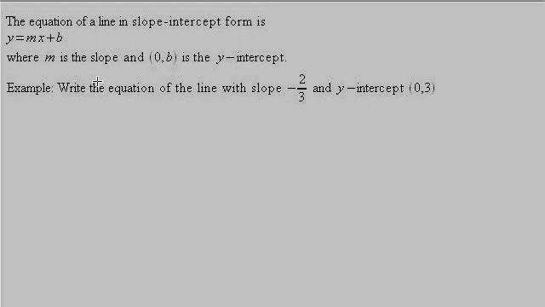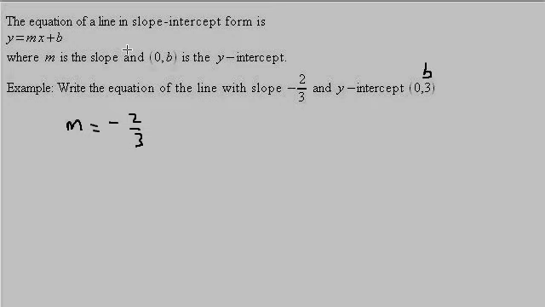So here's an example. Let's write the equation of a line with slope -2/3 and y-intercept (0, 3). So we can see here the slope is m, which is -2/3, and the y-intercept is (0, b), in this case (0, 3). The 3 is our b.